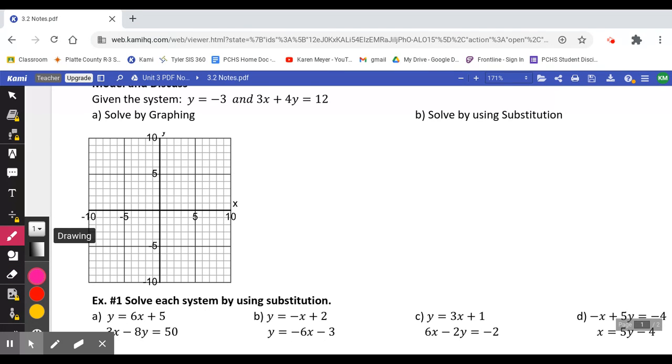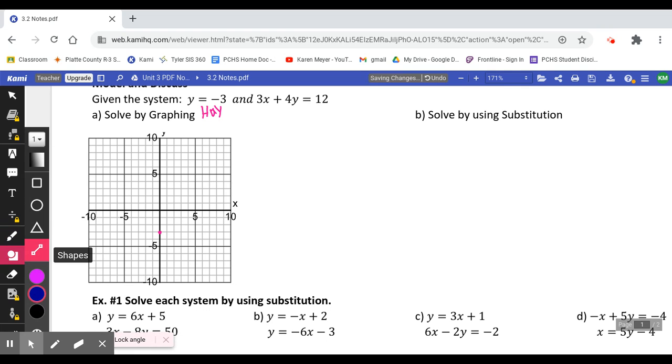So the first equation is y equals -3. That only has one letter, so I'm thinking HOY, and so H tells me horizontal line. So I'm going to go down to -3, and I'm going to put a dot, and then I'm going to draw a horizontal line through that.